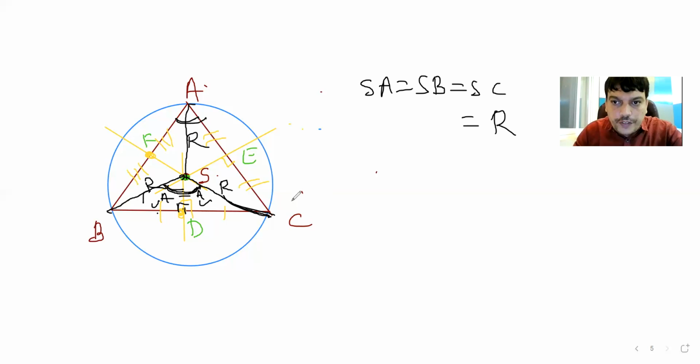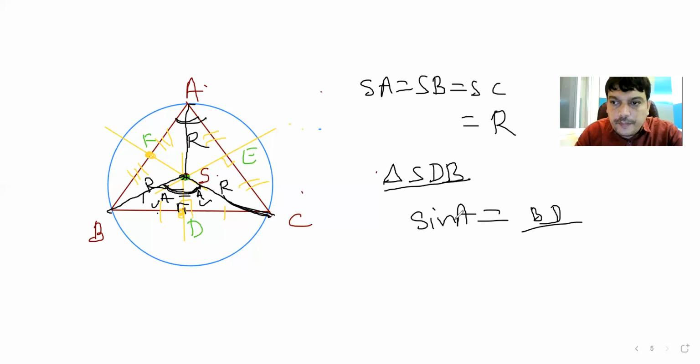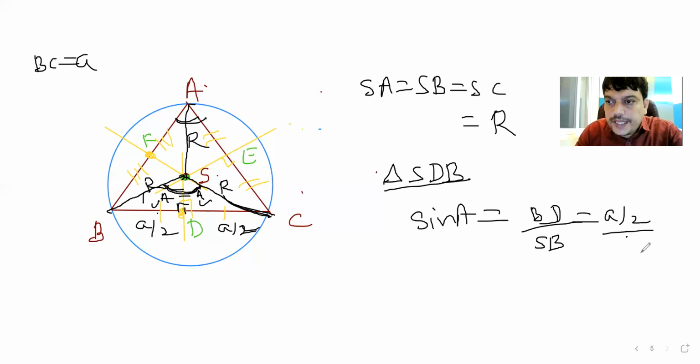Right. Now, if I consider triangle SDB, when I consider sine of angle A, the opposite side for this angle is BD, and the hypotenuse in this triangle is SB. Now BC is the side represented by a, and D being its midpoint, BD will be a by 2 and DC is also a by 2. So you can write BD as a by 2 and SB as R. So sine A is a by 2R.